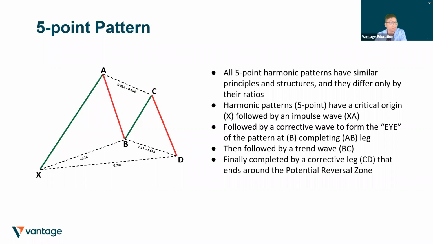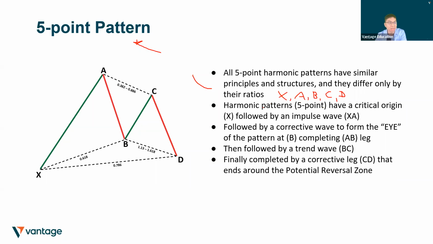So the first pattern is the 5-point pattern. All 5-point harmonic patterns have similar principles and structures, and they differ only by the ratios that are used to identify them and locate their key nodes X, A, B, C, and D.